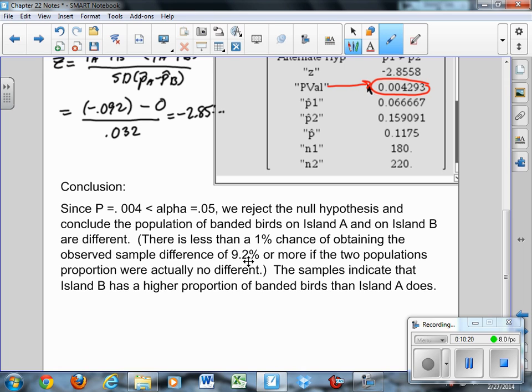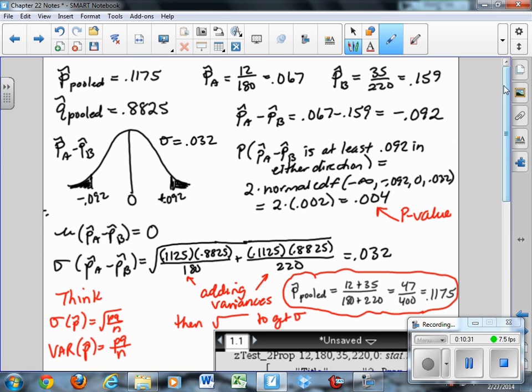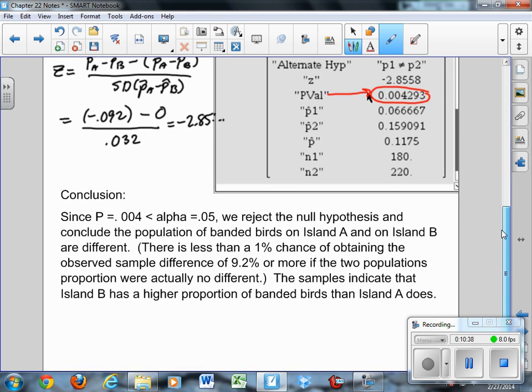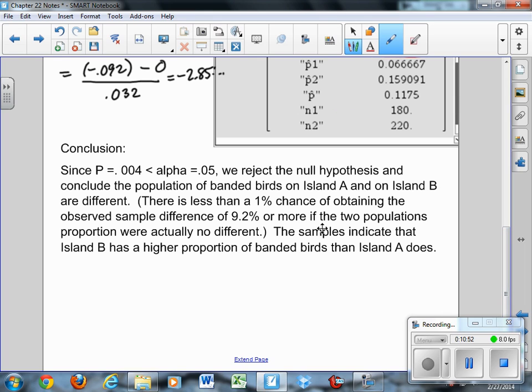Now, the last sentence. When we do a two-proportion test, often our null hypothesis is that they are equal, and the alternate is that they are not equal. But we do notice that one of the samples had a higher proportion than the other. Island 2, Island B, had a higher sample proportion. So we can then say the samples indicate that Island B has a higher proportion of banded birds than Island A does. I should probably say Island B probably has a higher proportion, because there is variation among samples, and it's possible that we could have gotten an unusual set of samples. So that would be your conclusion.